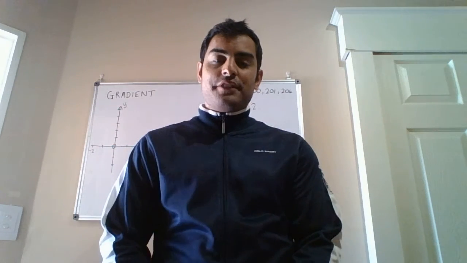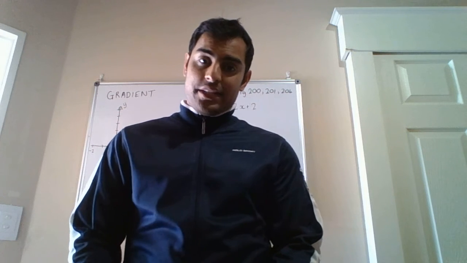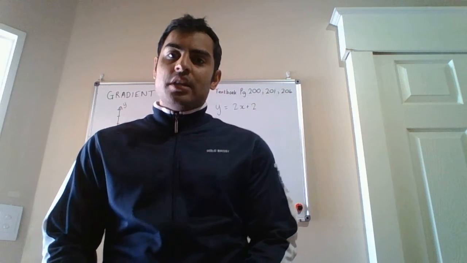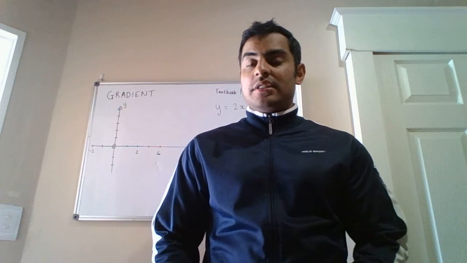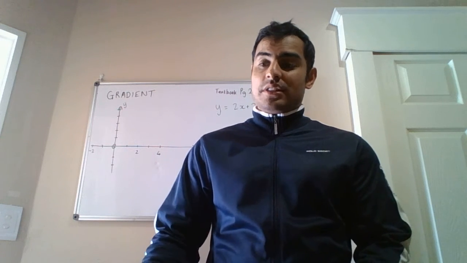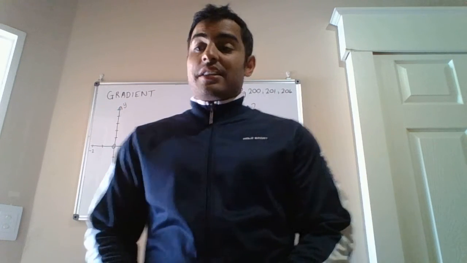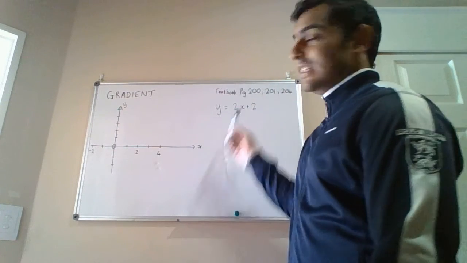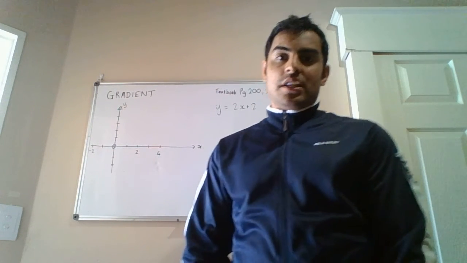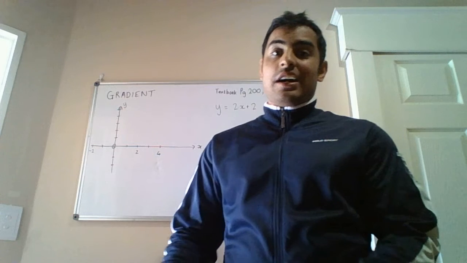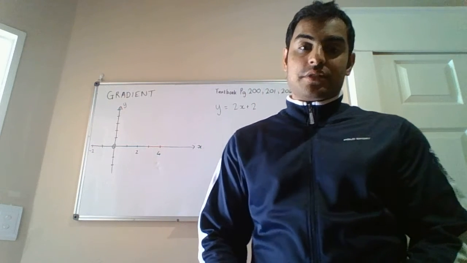So moving on swiftly, the next concept we need to get through is gradient. You'll find this on page 204 of the textbook. Before getting into gradient, I just wanted to describe the graph that's on this page. It comes from an equation, y equals 2x plus 2. I just want to show you guys how we get the graph from the equation.